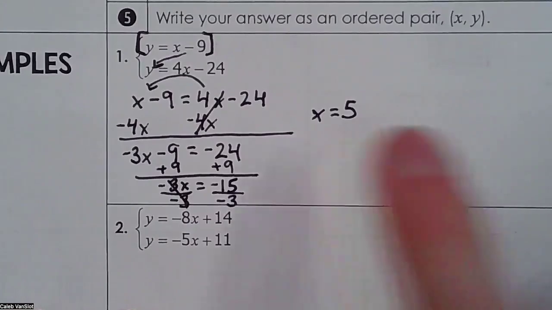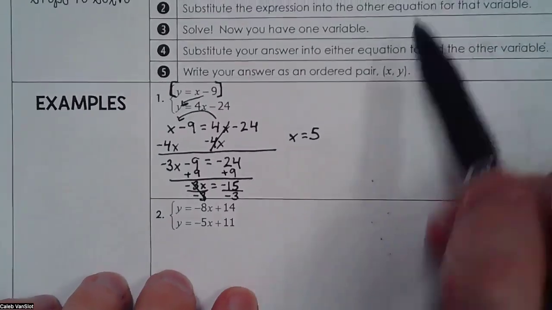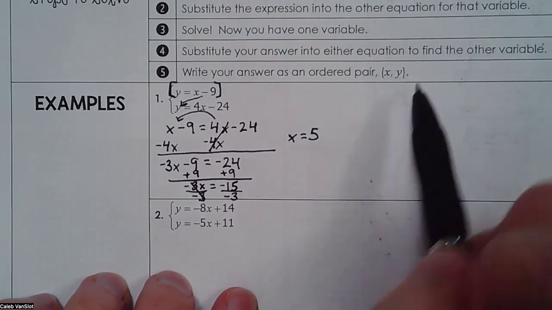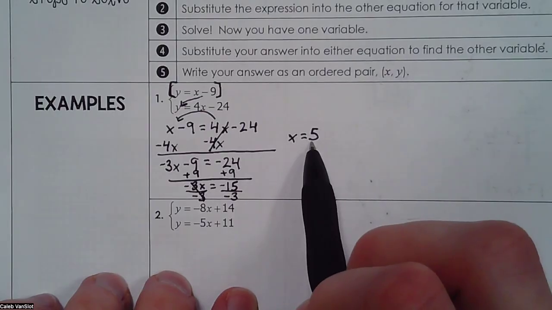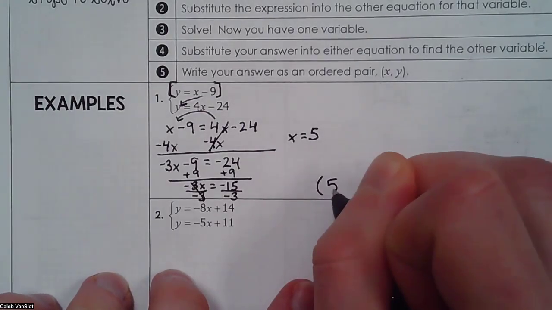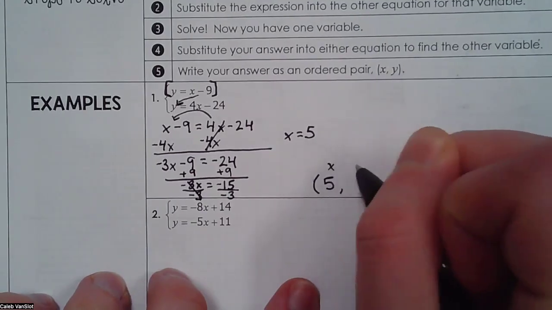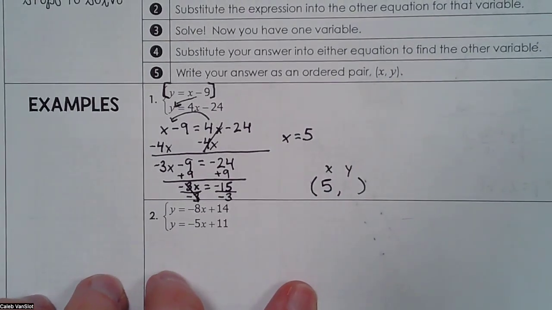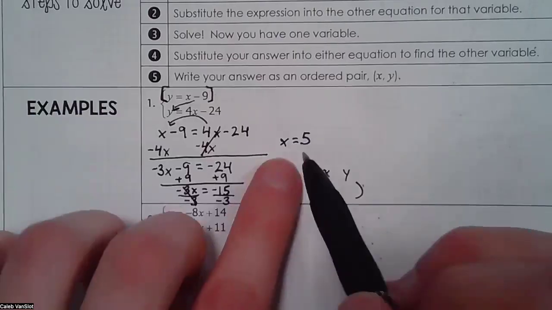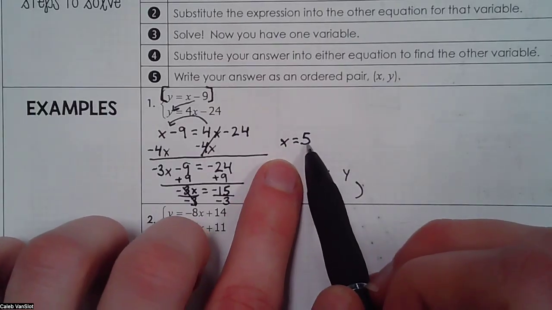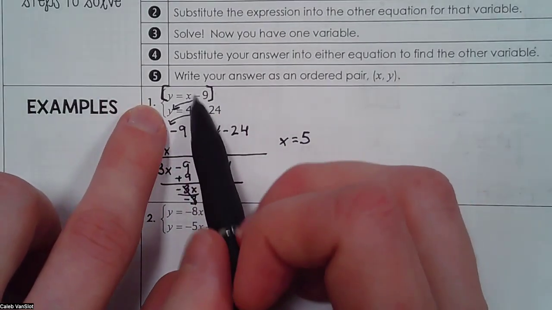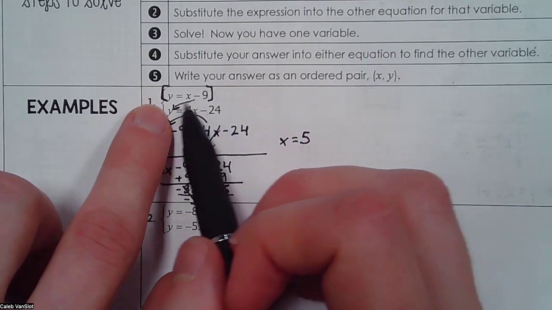Okay. Remember how systems of equations are an XY pair, right? So this isn't the whole answer. This is my X value, but I still need to find my Y. Okay. If I know X is 5, I can just plug it into either one of these equations. Which one do you think will be easier to find Y?